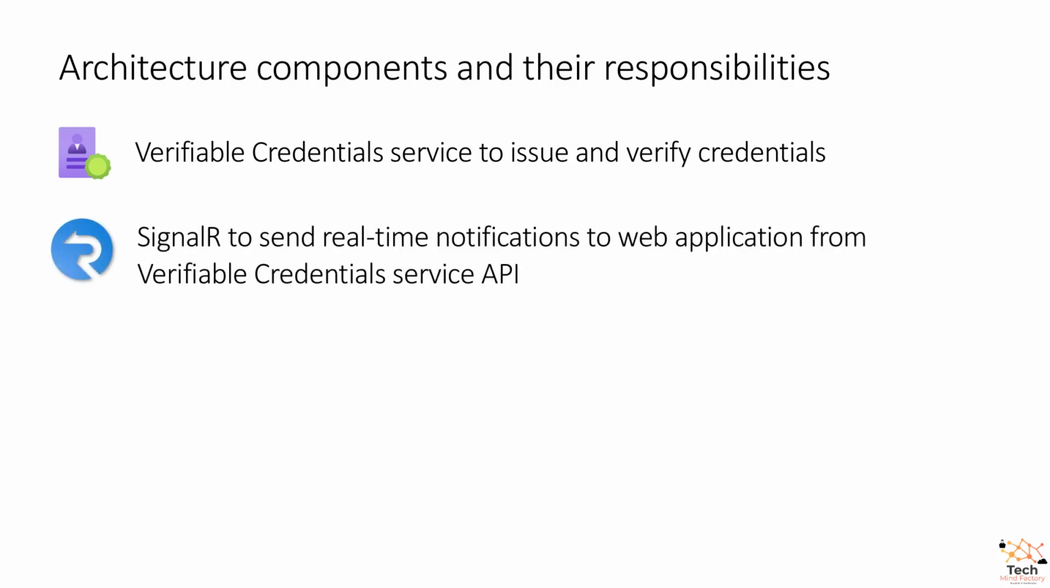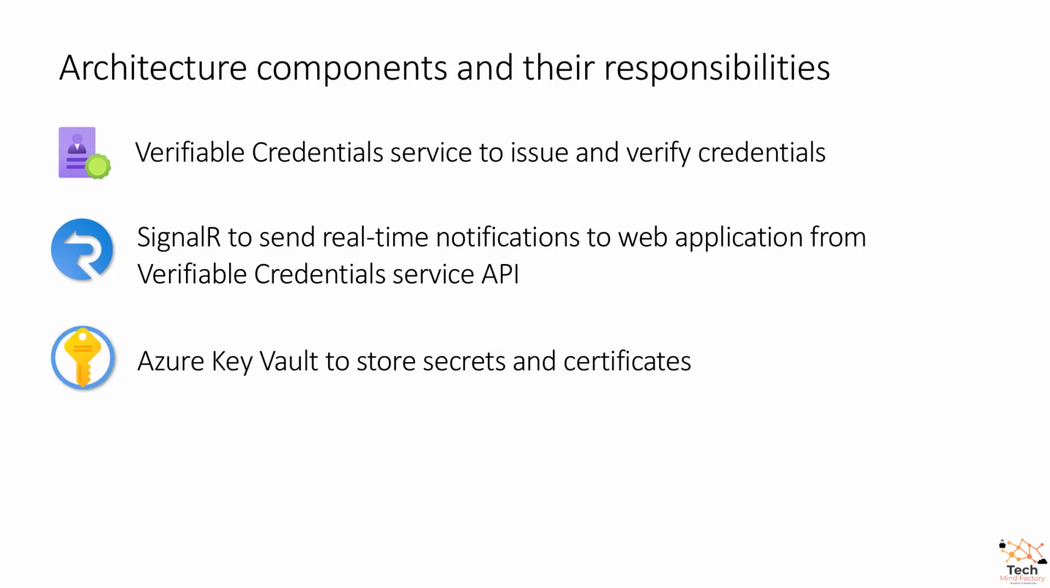SignalR service is used to send real-time notifications to web application from Verifiable Credentials Service API. So in this case, once the verifiable credential is scanned, we want to display this real-time notification in the web application. Azure Key Vault is used to store secrets and certificates.